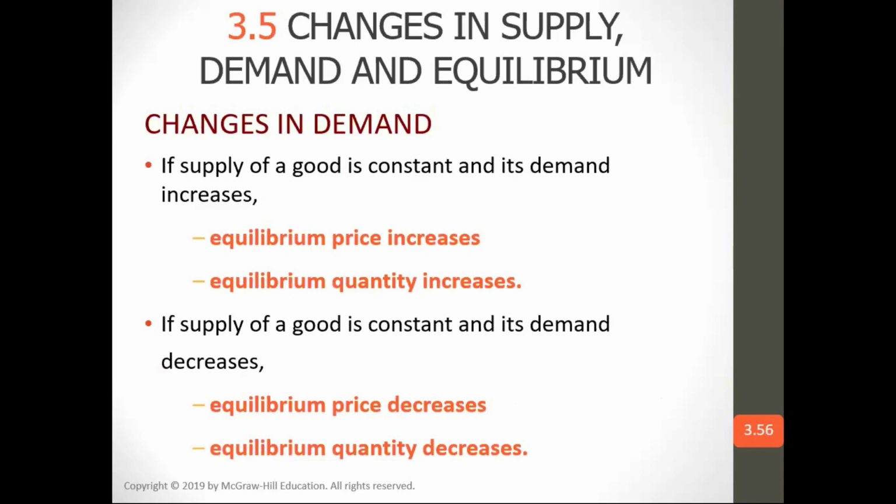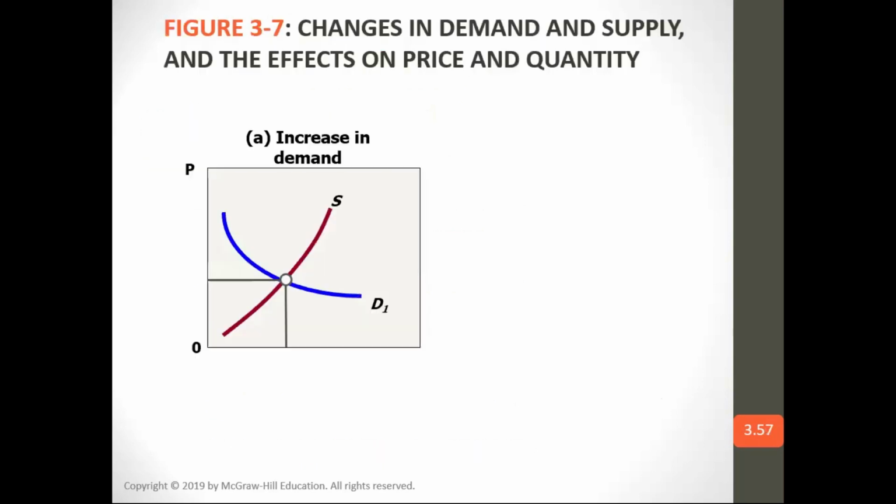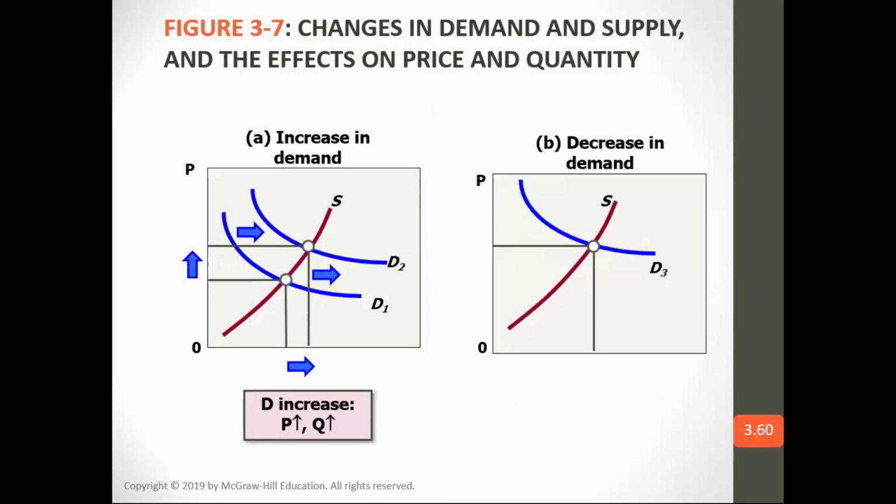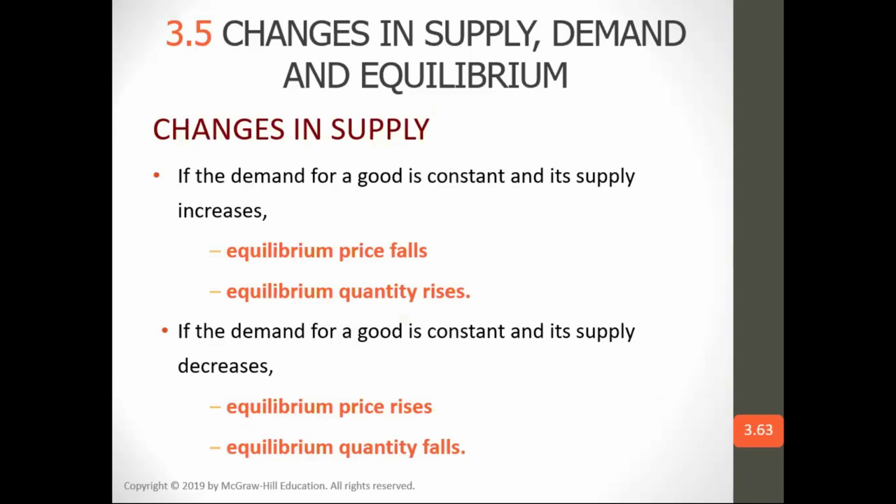So, change in demand. If demand increases while supply stays constant, the price will increase while quantity increases as well. If the supply of the good is the same and demand decreases, the price will decrease and the quantity will decrease. As you see here, demand increases, price goes up, quantity goes up. And if demand decreases, price goes down, quantity goes down.